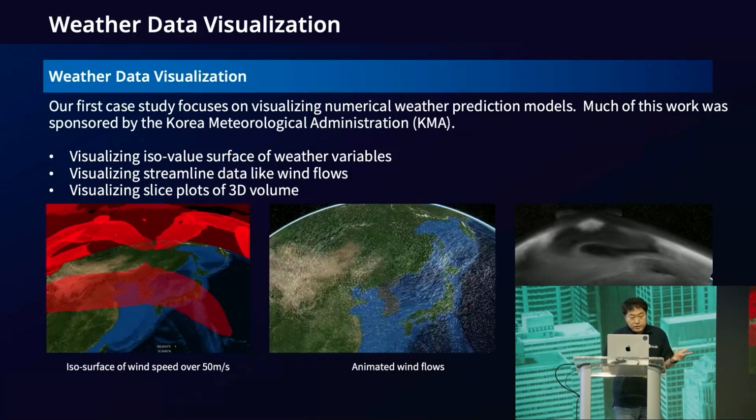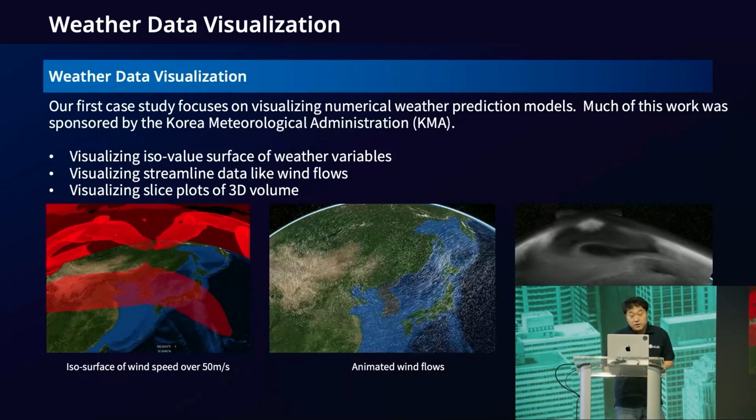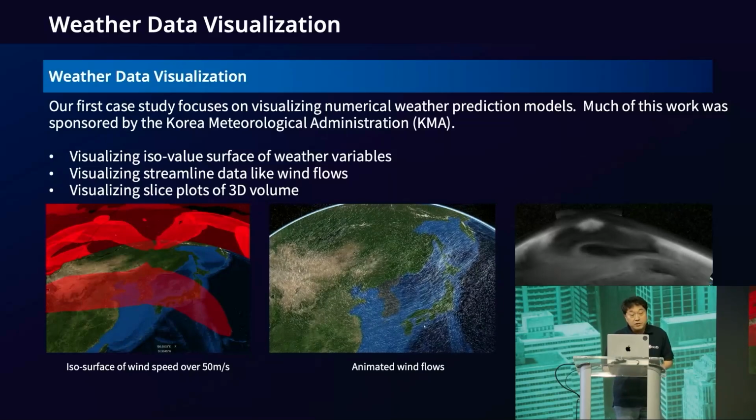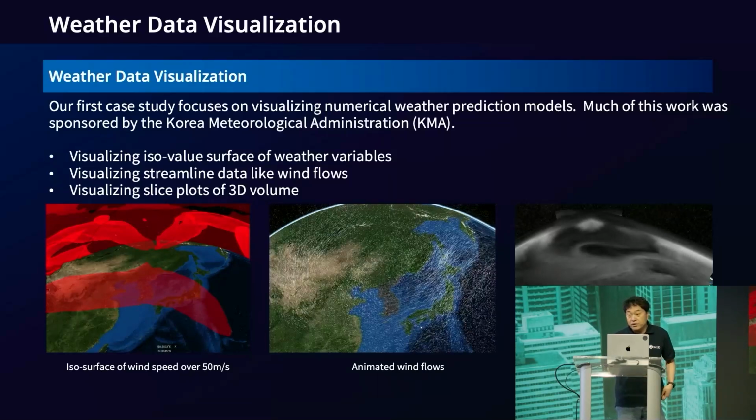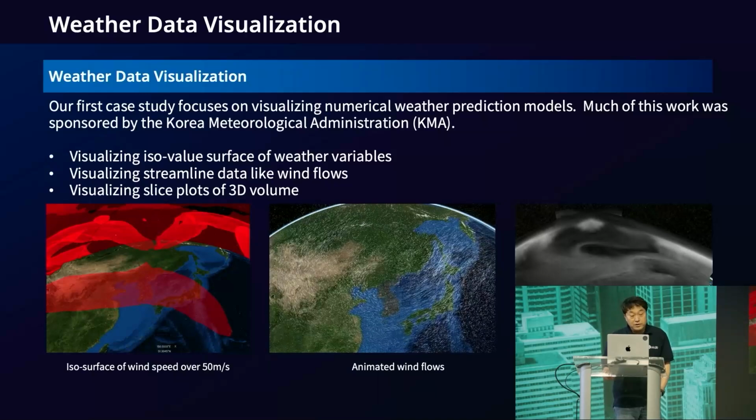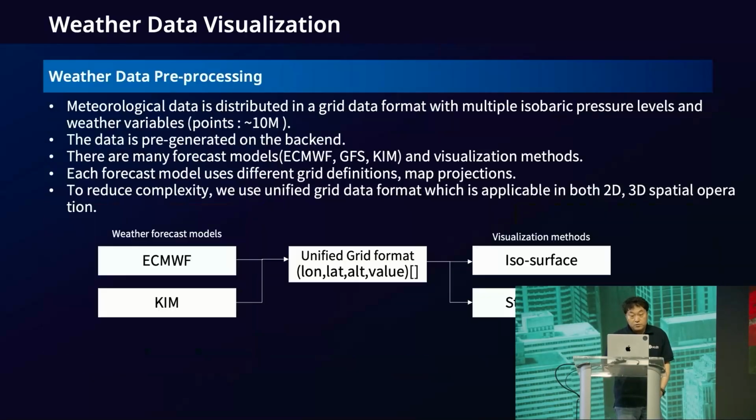So I'll show you 3 cases: visualizing the ISO value surface of the weather variables. The second one is visualizing the streamline data like wind flows. And the last one is visualizing the slice plots of 3D volumes.